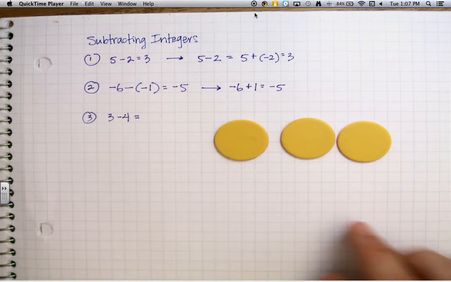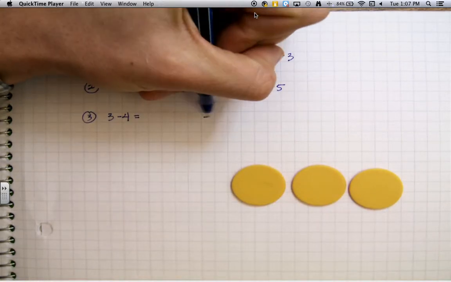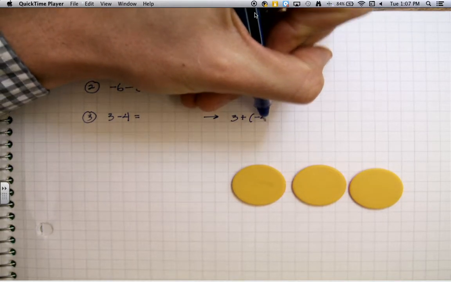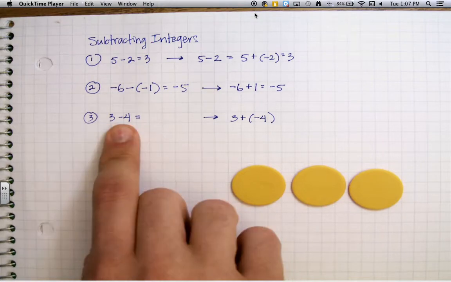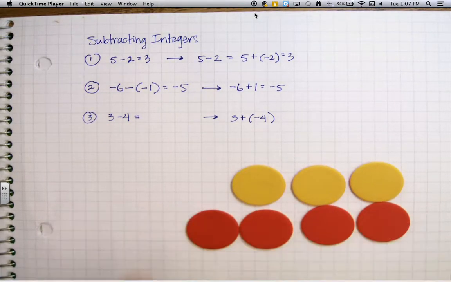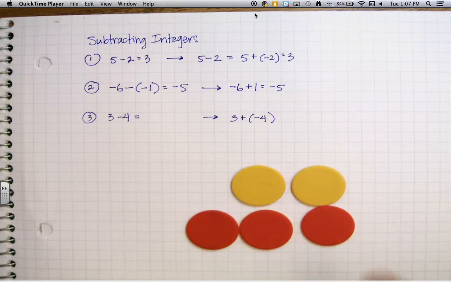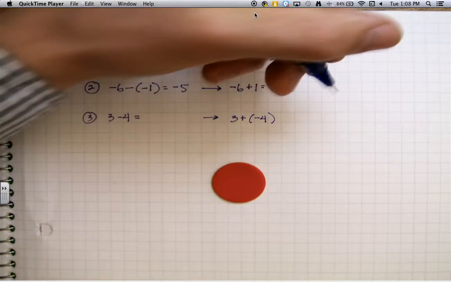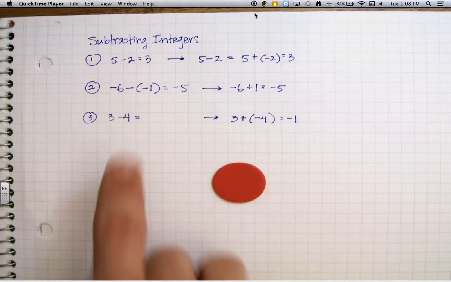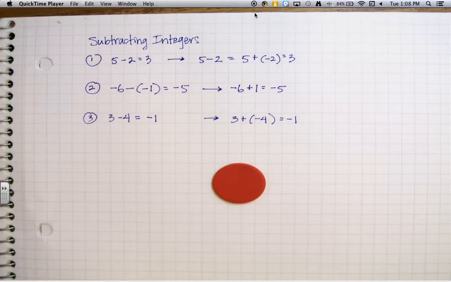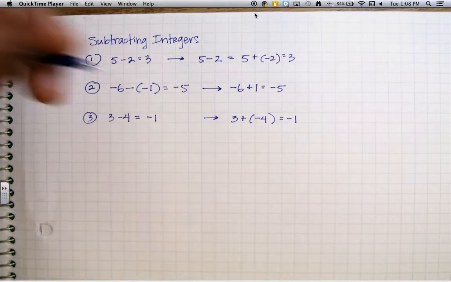So if I use my model of adding the opposite of what I subtracted, so instead of taking away 4 positives, if I put in 4 negatives, I'm making the argument that that should be mathematically equivalent. And if we take our 0 pairs out of the mix, I'm left with 1 negative, which is exactly what we should get. If I took away 1 more than I had, I would go into the negatives by 1. Let's do this with a couple more examples.